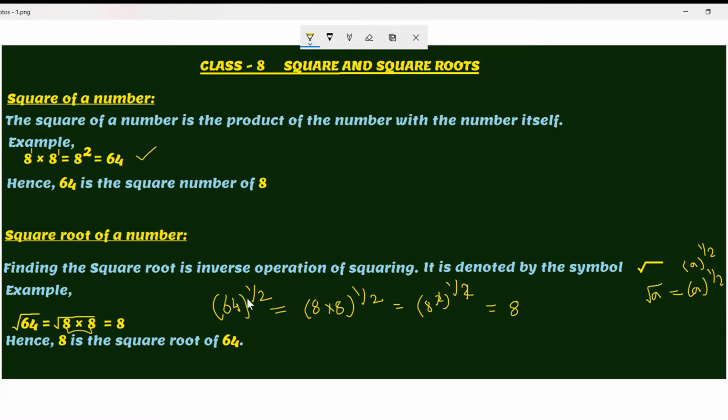Root meaning is the whole power half. So we have written 64 is equivalent to 8 into 8. 8 into 8 we can write as 8 square the whole power half, and then 2 into half. These two 2's get cancelled and we will get 8. So I have told you this square root is the reverse operation of square of a number. That's it. Next we are going to see some properties of square numbers.